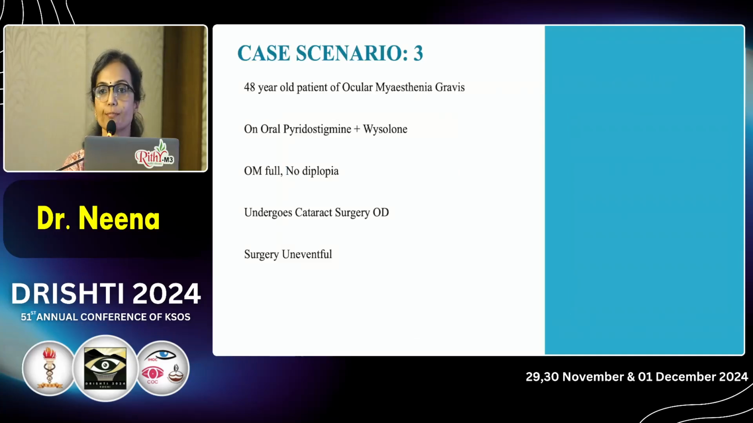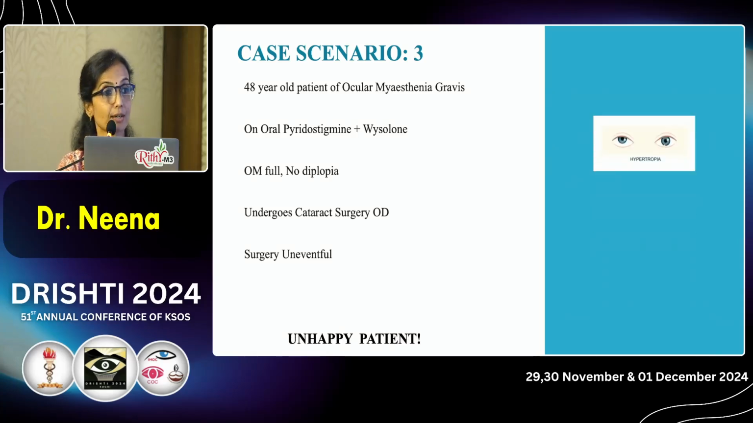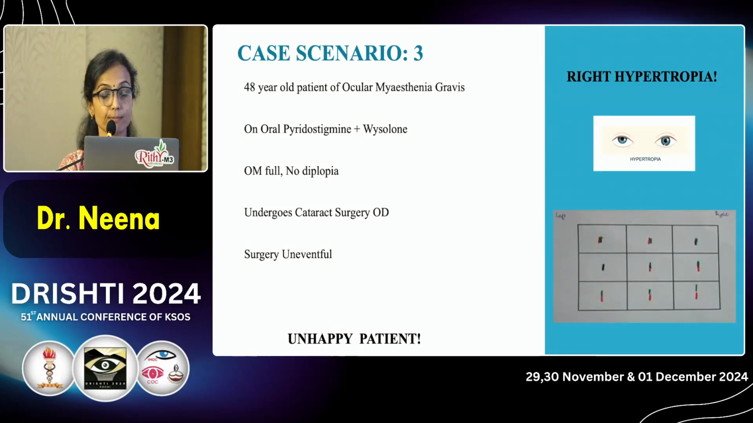This was a patient of myasthenia gravis, well controlled on oral pyridostigmine and Wysolone. Ocular movements were full, no double vision preoperatively, had posterior subcapsular cataracts and underwent surgery in the right eye. Surgery was uneventful, but the patient was unhappy. This is what happened. She developed a hypertropia of the right eye. And this is her diplopia charting, which shows the double vision is more in the right down gaze.